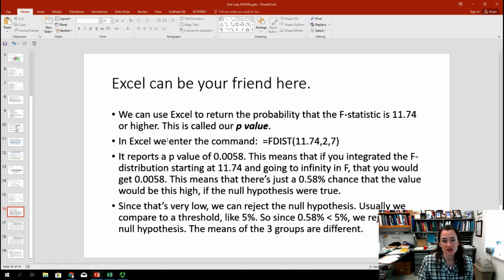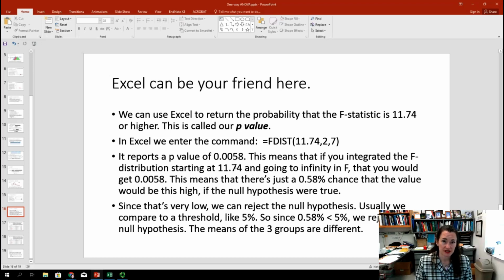Now to do that in Excel, you can enter this command. In a cell, you type equals FDIST, F-D-I-S-T, and then parentheses, and then you put your F statistic, in our case that was 11.74, and then a comma, and your numerator degrees of freedom, and then a comma, and your denominator degrees of freedom, right? And then you close parentheses. So here we had equals FDIST 11.74, comma 2, comma 7, because that was our numerator and denominator degrees of freedom. And our F statistic was 11.74. When I did that in Excel, I got a p-value reported from Excel of 0.0058.